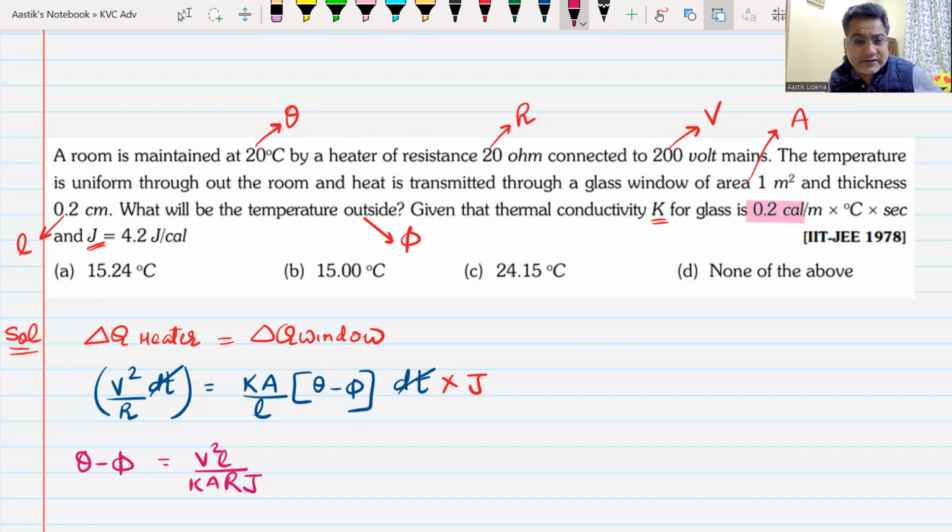Do we understand this? Yes or no? There were two temperatures given. Do we understand this? Yes, sir. Sure? Yes, sir.